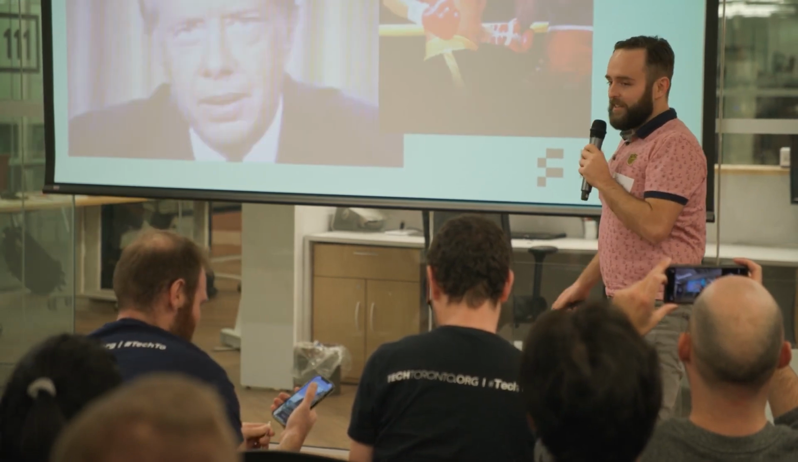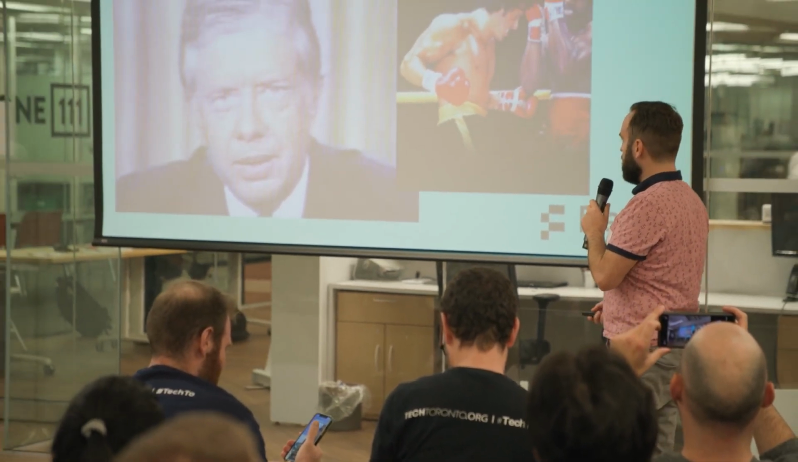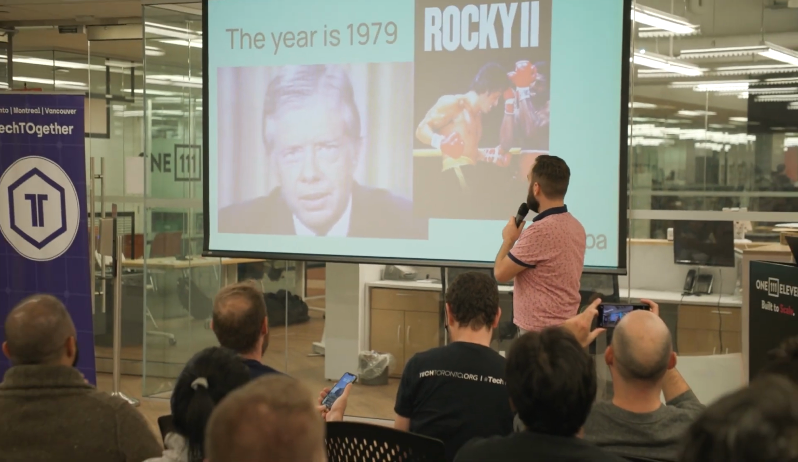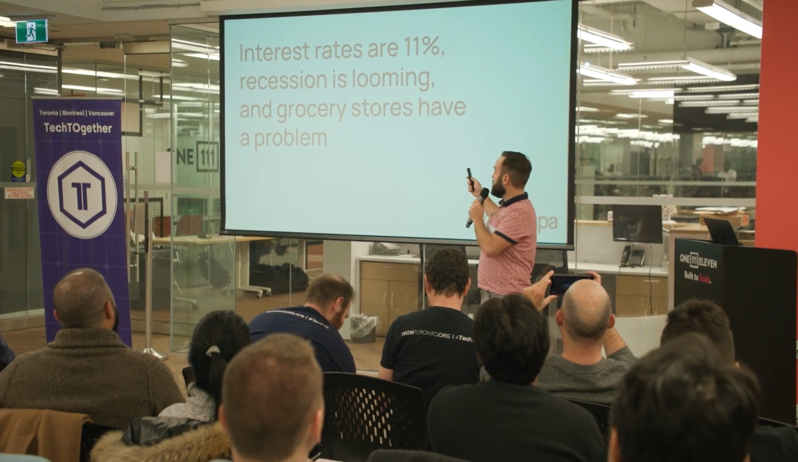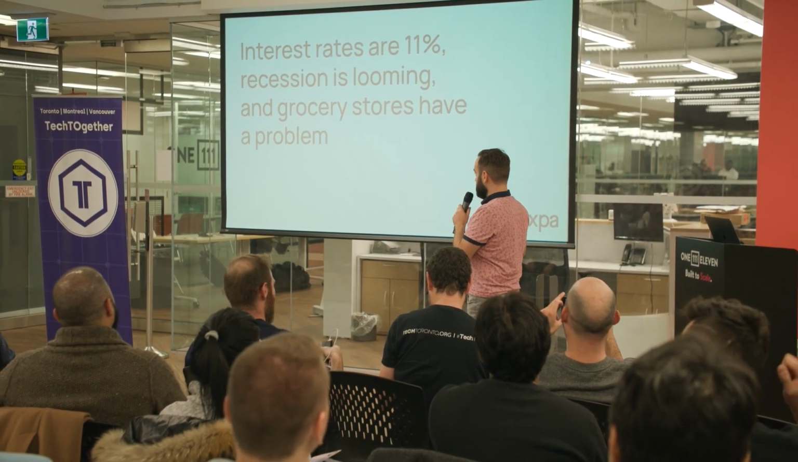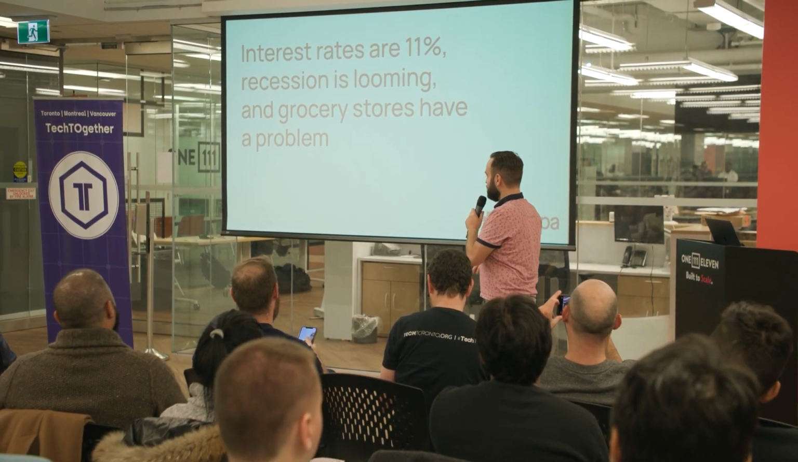So the year is 1979. Jimmy Carter's president. Rocky II just came out. Interest rates are at 11%. Things could get worse. Recession is looming, and grocery stores have a problem.